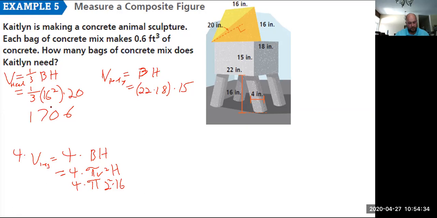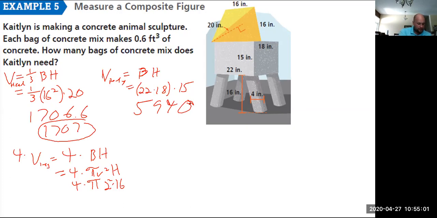Now, that's rounded though. And we should actually round up because the next value is a 6. So 1707. Let's just round it off there for now. Then the body, 22 times 18 times 15. That's going to be 5,940.